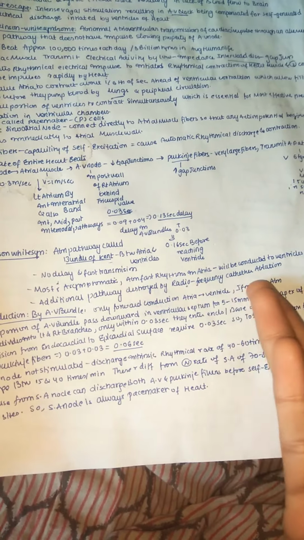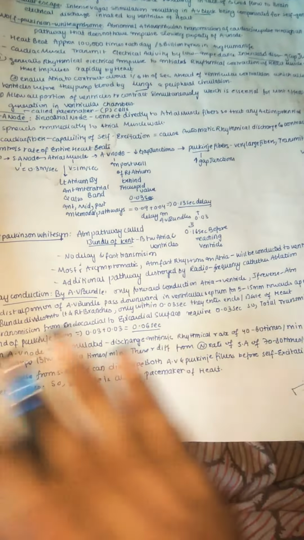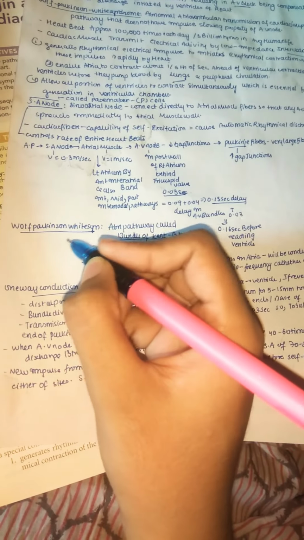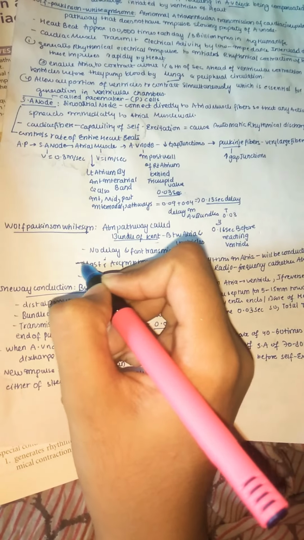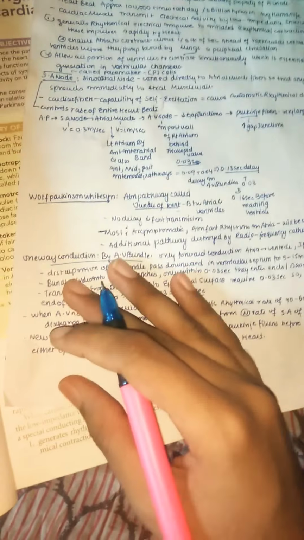So this additional pathway is mainly destroyed by radiofrequency catheter. With the help of catheter ablation, we can easily destroy this pathway. That is the treatment or management of this patient. Mainly this patient is asymptomatic. The only symptom we can see is the fast rhythms in the heart.